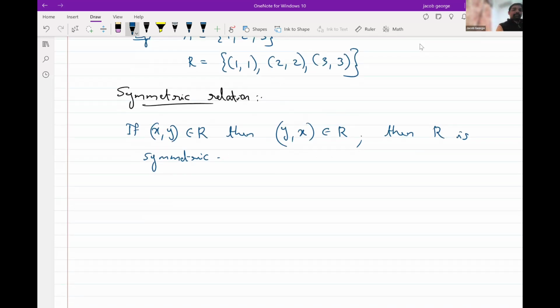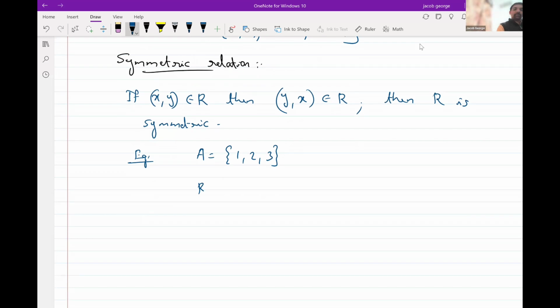Example: A is given again as the set {1, 2, 3}. Then I'm going to write R equal to the set {(1,1), (2,2), (3,3)}. If I write till here, it will be reflexive. Its reverse pair is (1,1), and (2,2) is understood. It is there. If I stop till here, it is reflexive and symmetric.